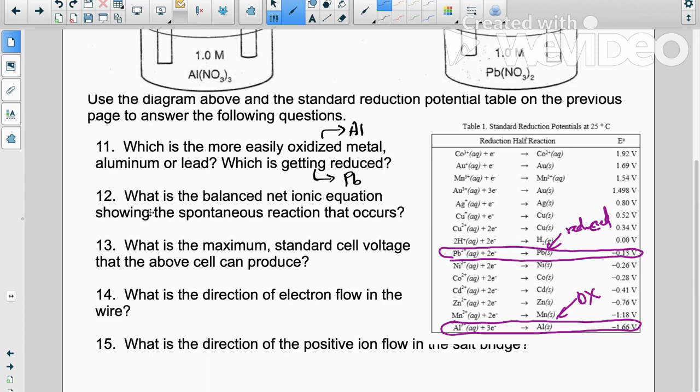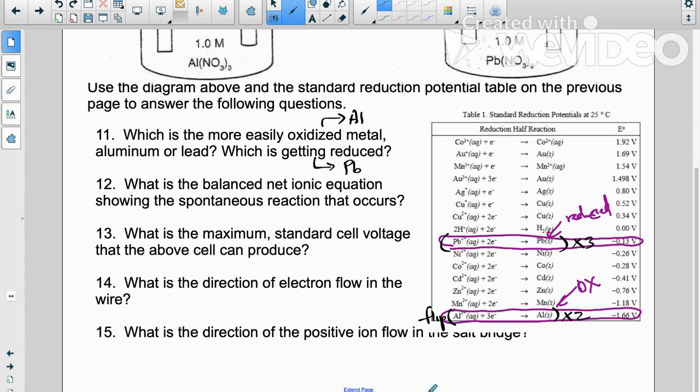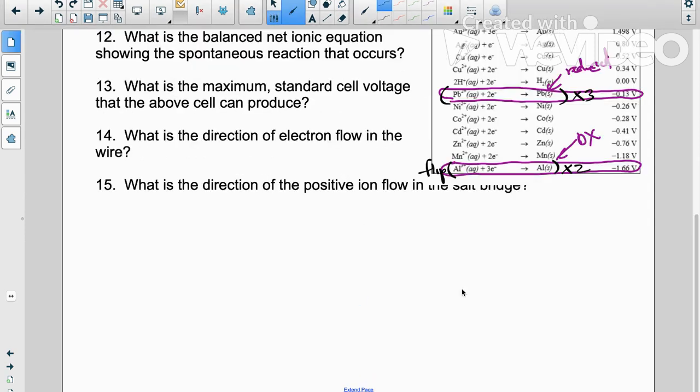All right, number 12 asks, what is the balanced net ionic equation showing the spontaneous reaction that occurs? So if we look here between lead and the aluminum, we need the same number of electrons being gained in the reduction as are released through the oxidation. So this is going to have to go times 3, and then we will have to flip this reaction and take it times 2. So let me write these reactions below here, because we don't have space there.